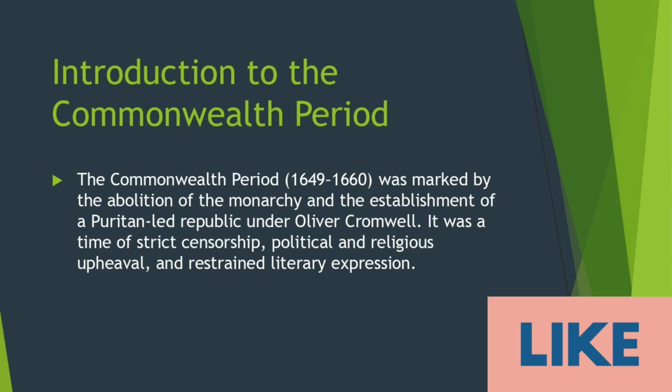The Commonwealth period aligns with a critical chapter in British history, the Interregnum, which began after the execution of King Charles I in 1649, and it ended with the restoration of Charles II in 1660. During this time, England was declared a republic that was led by Oliver Cromwell and his Puritan government.